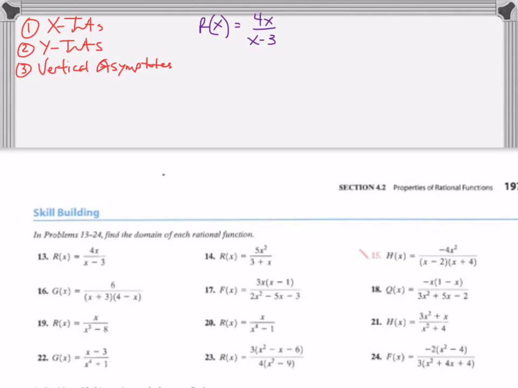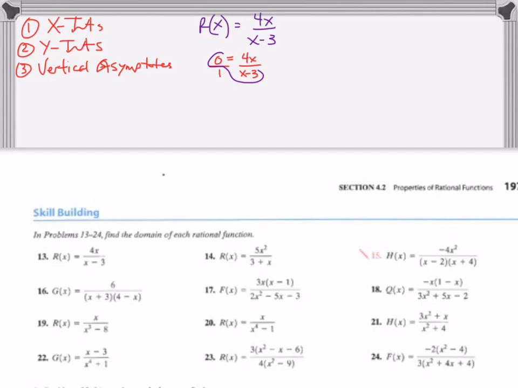All right, so to find the x-intercepts, just like every other function that we deal with, we plug in 0 for y. So to find the x-intercepts, plug in 0 for y, which r of x is the y in this instance here. So 0 equals 4x over x minus 3. I'll put the invisible 1 under the 0 just to comfort some people.